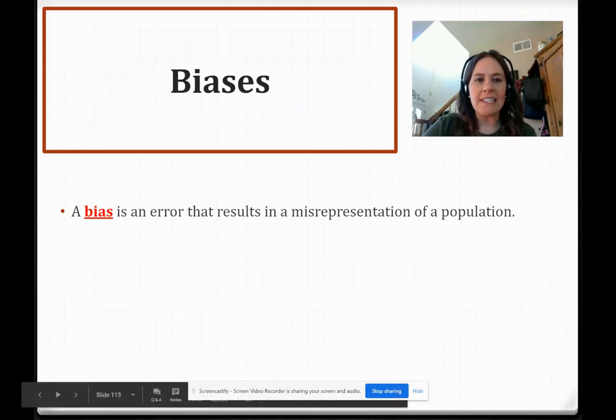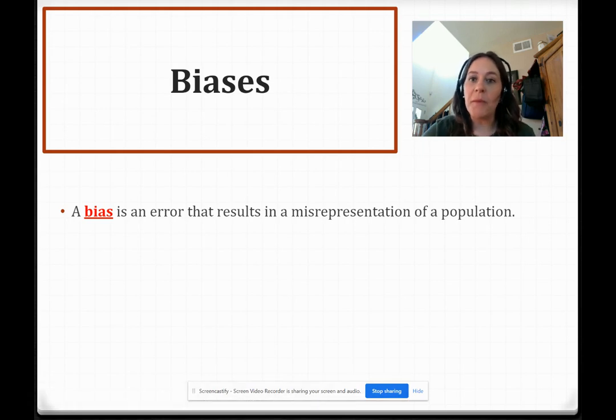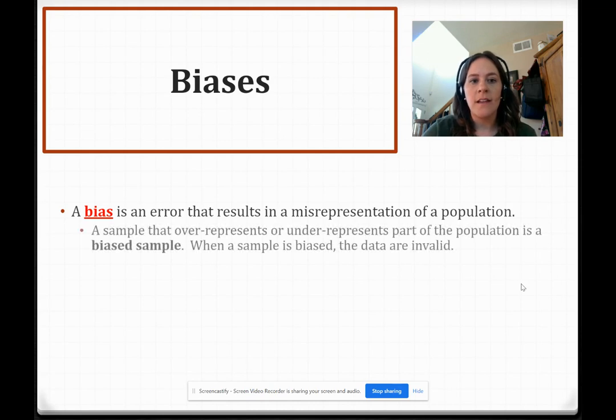All right, biases are really important to understand in statistics because they can either make or break whether or not the results of a survey or study have meaningful results. Now, a bias is an error that results in a misrepresentation of a population. This can be done a lot of different ways. A sample that overrepresents or underrepresents part of the population is a biased sample. When a sample is biased, the data is in turn invalid.